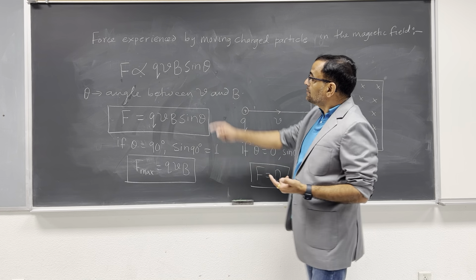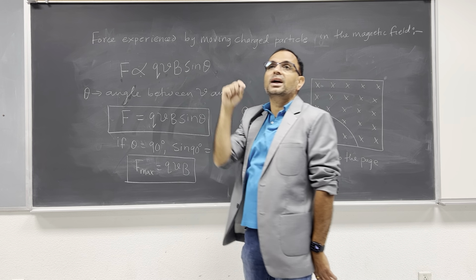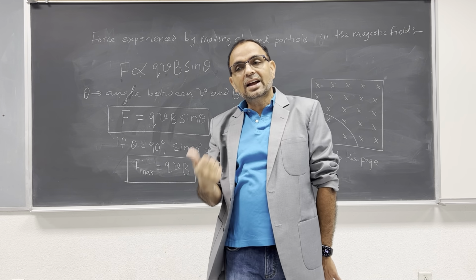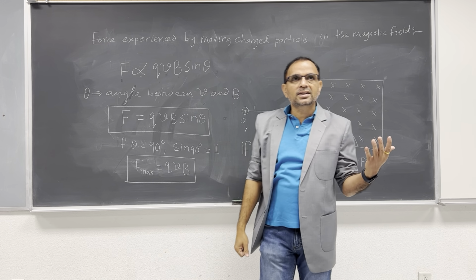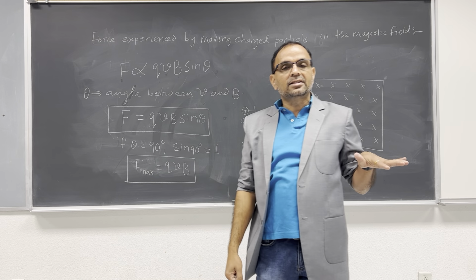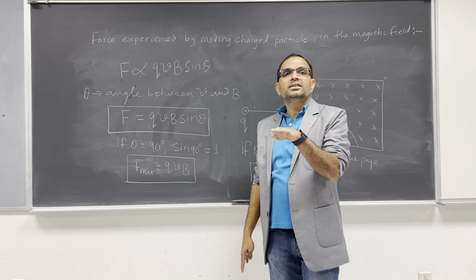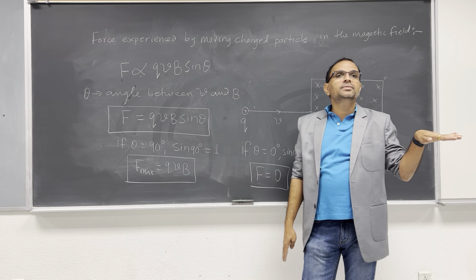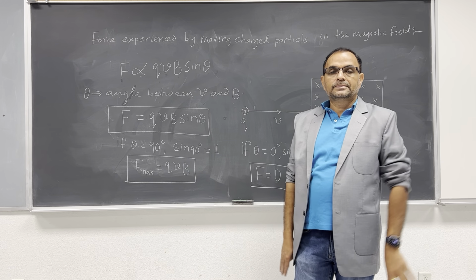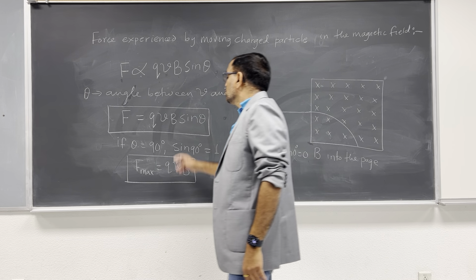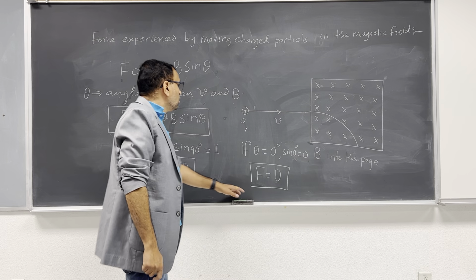Or if this v equals 0, if the speed is 0, that means the charged particle is at rest. In that case also the force is 0. So there are two things. One is if the charged particle is at rest, no motion inside the magnetic field, no force. Or if the charged particle is moving parallel to the magnetic field or moving anti-parallel to the magnetic field, no force. Okay. So this formula I can write in a different way, I can use the vector notation also.